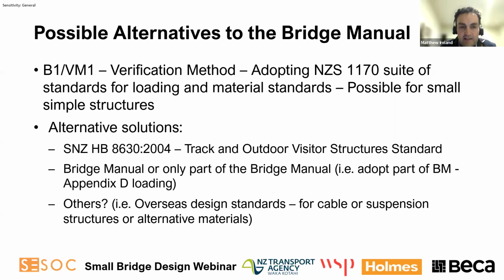Already touched on earlier, the Track and Outdoor Visitor Structures standard is one that we see pop up sometimes. That's SNZ HB 8630. It's actually quite a useful document. It was written to help DOC with the walking and access structures on their tracks. It's a 2004 document, so some parts of it are a wee bit out of date now and it could do with an update, but there's still some really useful information in there. It's worth a read, and we'll show a couple of examples at the end where the design basis for the alternative solution was using this document.